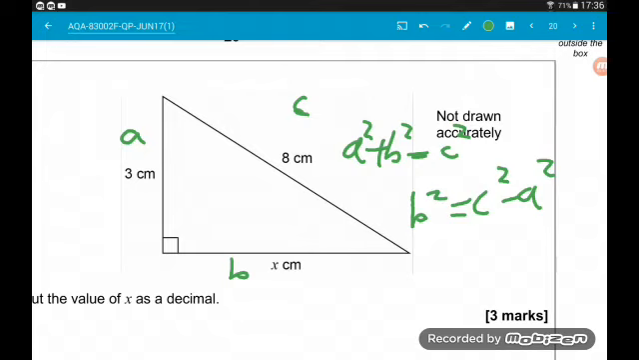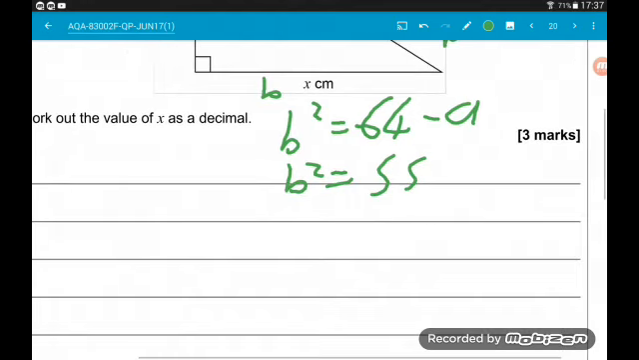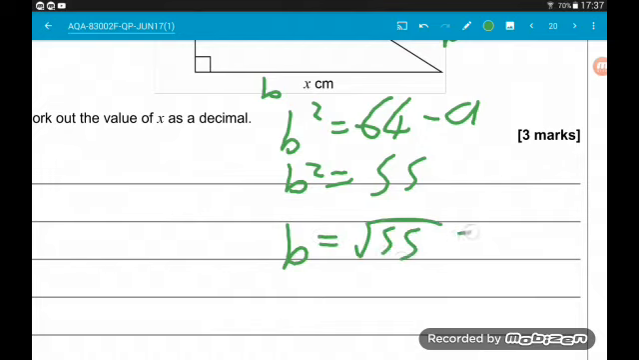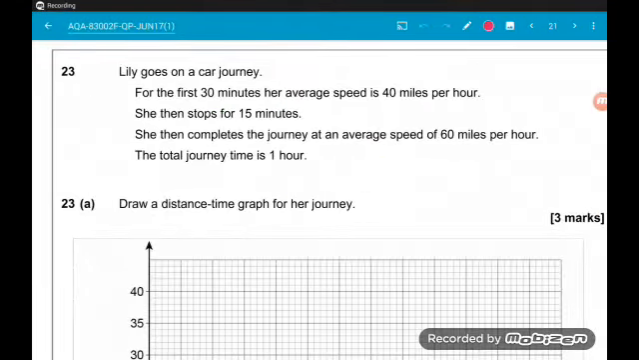So if we plonk our numbers in, we get B squared is 64 minus 9, so B squared is 55, and then finally square root, we get B equals root 55, which I guess I'd probably go to two decimal places, 7.42. Jobs again.